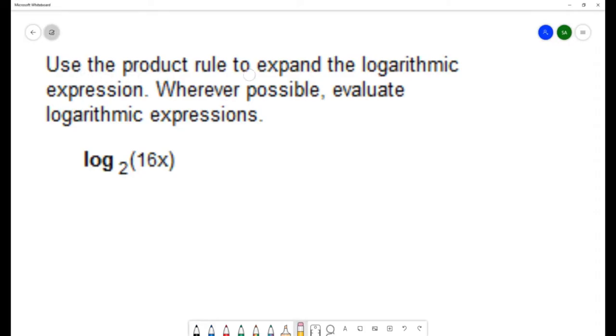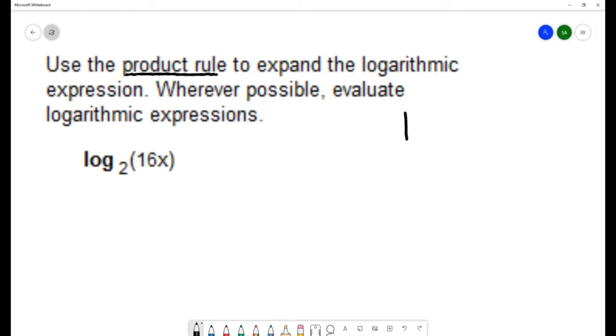Use the product rule to expand the logarithmic expression. Whenever possible, evaluate the logarithmic expressions. This expression is log base 2 of 16x. The directions do specify to use the product rule, so let's write down what the product rule is.